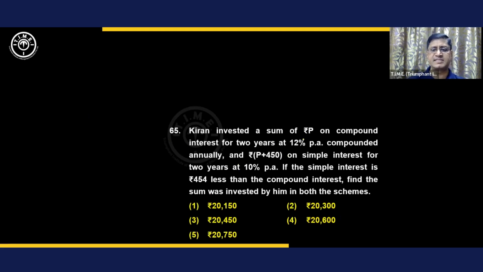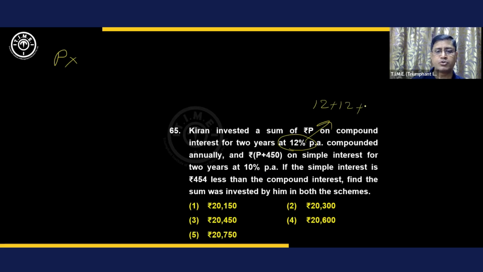Kiran invested a sum of rupees P on compound interest for 2 years at 12% per annum compounded annually, and P plus rupees 450 on simple interest for 2 years at 10% per annum. If the simple interest is 454 less than the compound interest, find the sum invested by him in both the schemes. Now P is the principal and compound interest at 12% means what is the effective rate of interest?